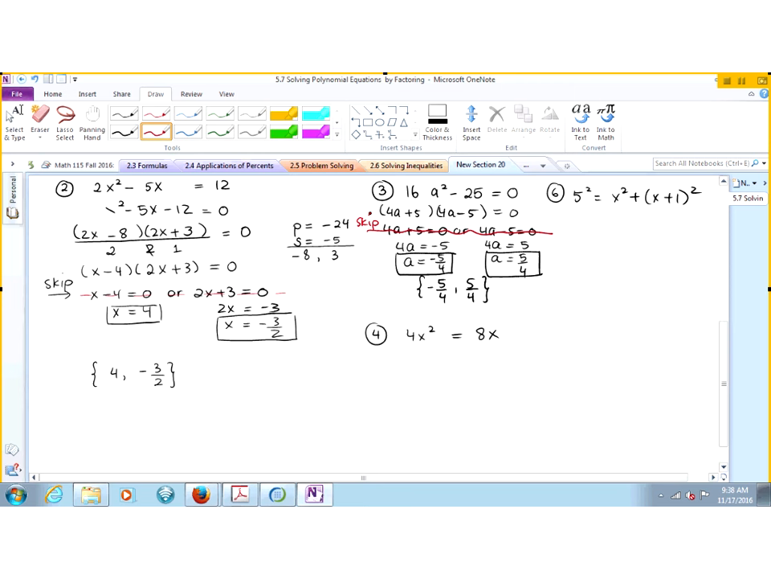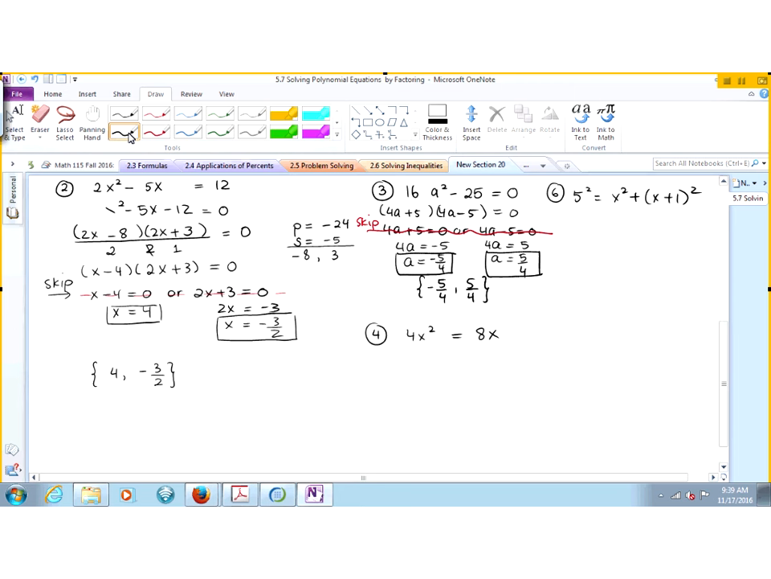Yes, minus 5. Say it again? You know the perfect square? Right? It's going to be 4a squared, and then 5 squared. Minus 5 squared, yeah, that's right. Now, number 4.